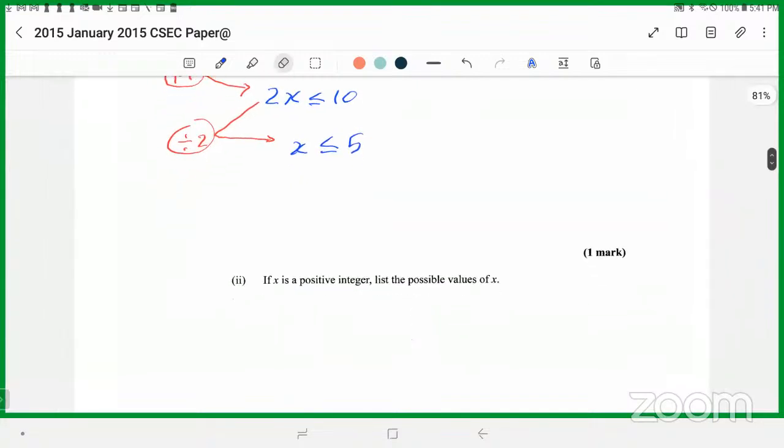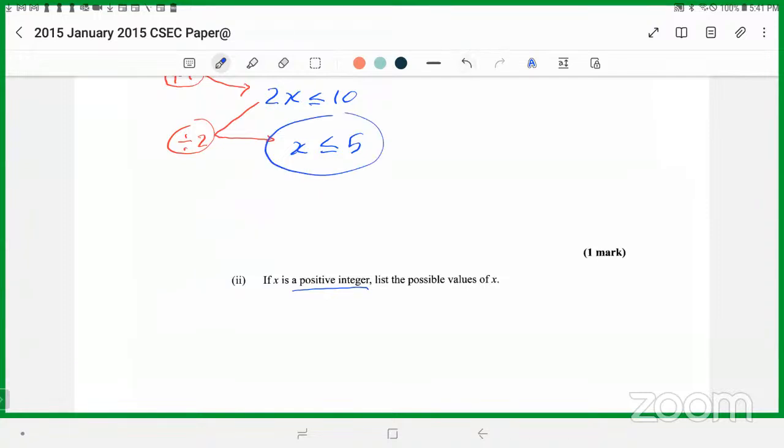Next part says, if x is a positive integer, list the possible values of x. A positive integer, you know. What's a positive integer? An integer is a whole number. It can be positive or negative, a whole number. All right. Now, if it is positive, it means that it starts at 1, then 2, then 3. But this is saying x has to be less than or equal to 5.